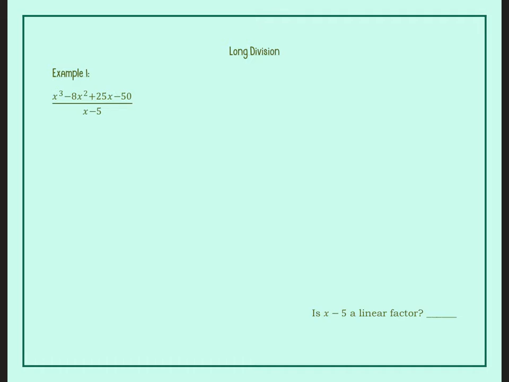So for long division, we are going to first check that we have every term represented. What I mean by that is we have x cubed, x squared, x, and then a number. So we don't have any missing terms. If we had a missing term, we are going to have to put a 0 in place of it. But we don't have it.